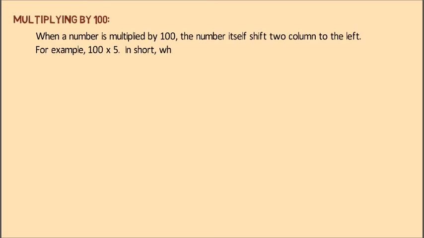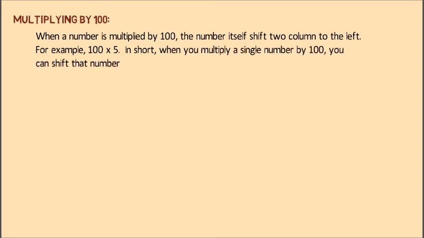Multiplying by 100. When a number is multiplied by 100, the number itself shifts 2 columns to the left. For example, 100 times 5. In short, when you multiply a single number by 100, you can shift that number by 2 places to the 100 position.